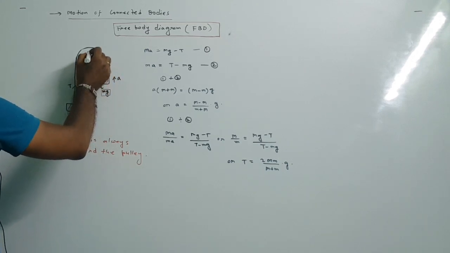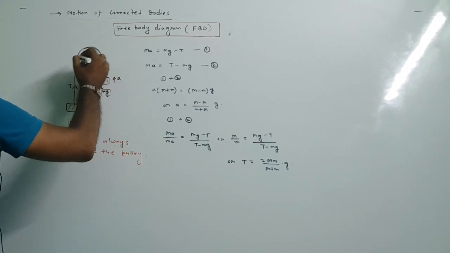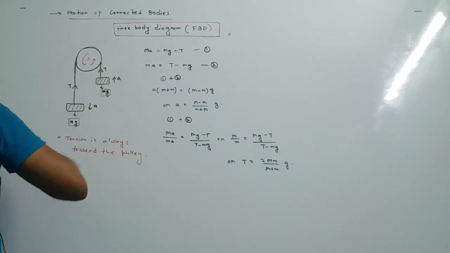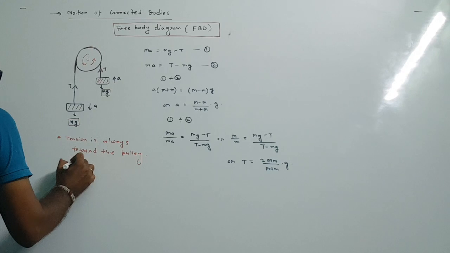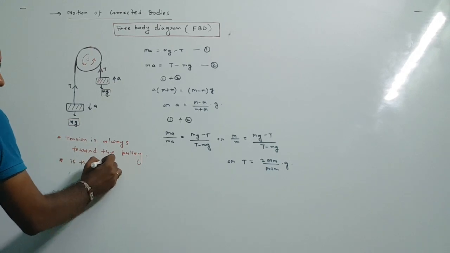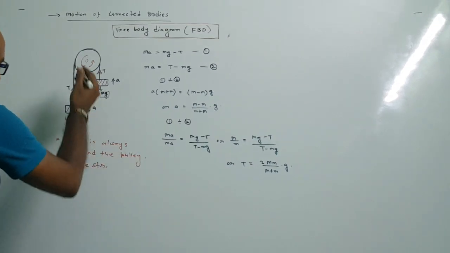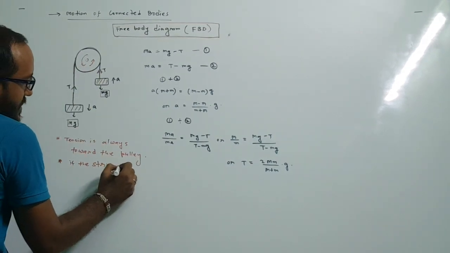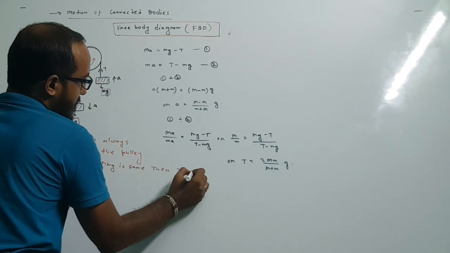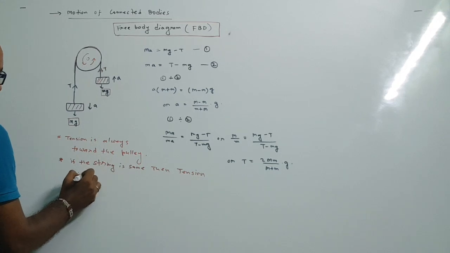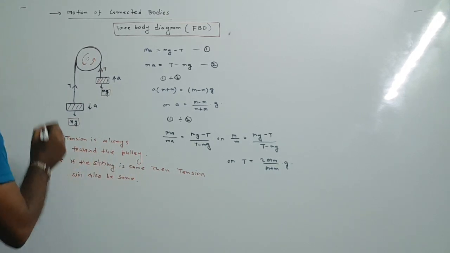So here in this pulley, in this string, see, we have the same string. In this string, the tension is upward, as the string is the same. Next point: if the string is the same, then the tension will also be the same. So two important notes.